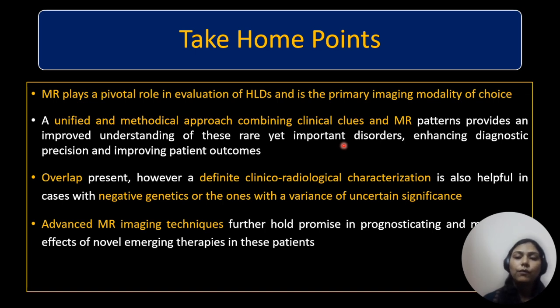There is a lot of overlap present in these disorders. However, whenever we have a definite clinico-radiological characterization, this can be very helpful, especially if the patients have negative genetics or they have variants of uncertain significance or the genotypes are not matching with the phenotypes. In addition, advanced MR imaging techniques hold promise in prognosticating and monitoring the effects of novel emerging therapies in these patients, probably in the near future.